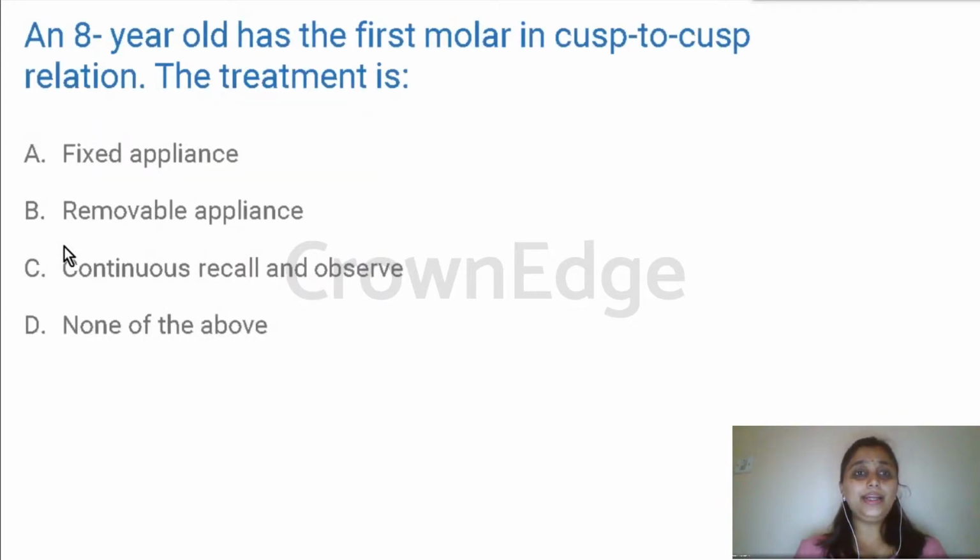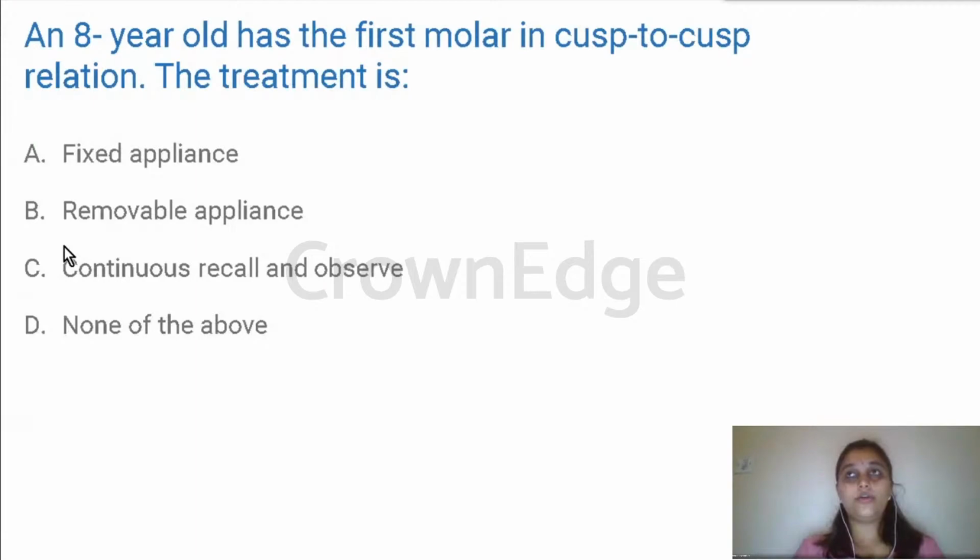Right. An 8-year-old child, this is a clinical based question, has a first molar in cusp to cusp relationship. The treatment is A, fixed appliance, B, removable appliance, C, continuous recall and observe, D, none of the above. So you have an 8-year-old child, and they have a cusp to cusp relationship. It is better to actually wait and watch. So it is basically a continuous recall and observe.